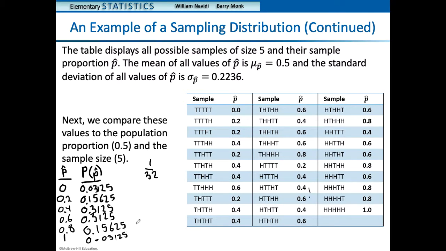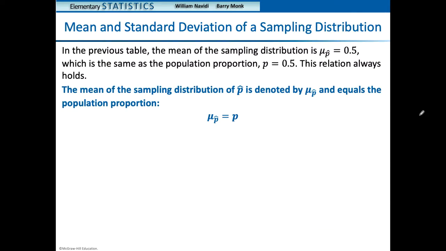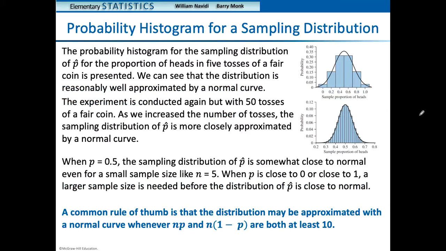So anyways, handwriting is a little sloppy there, but you get the idea, right? So then the histogram, just the way we've always done it, you would have these 5 values along the horizontal axis, and then the height of each rectangle would be dictated by the probabilities. Okay, so moving ahead, this is the resulting histogram right here from that probability distribution that we just put together. Okay, and what you can see is that the distribution is reasonably well approximated by a normal curve.